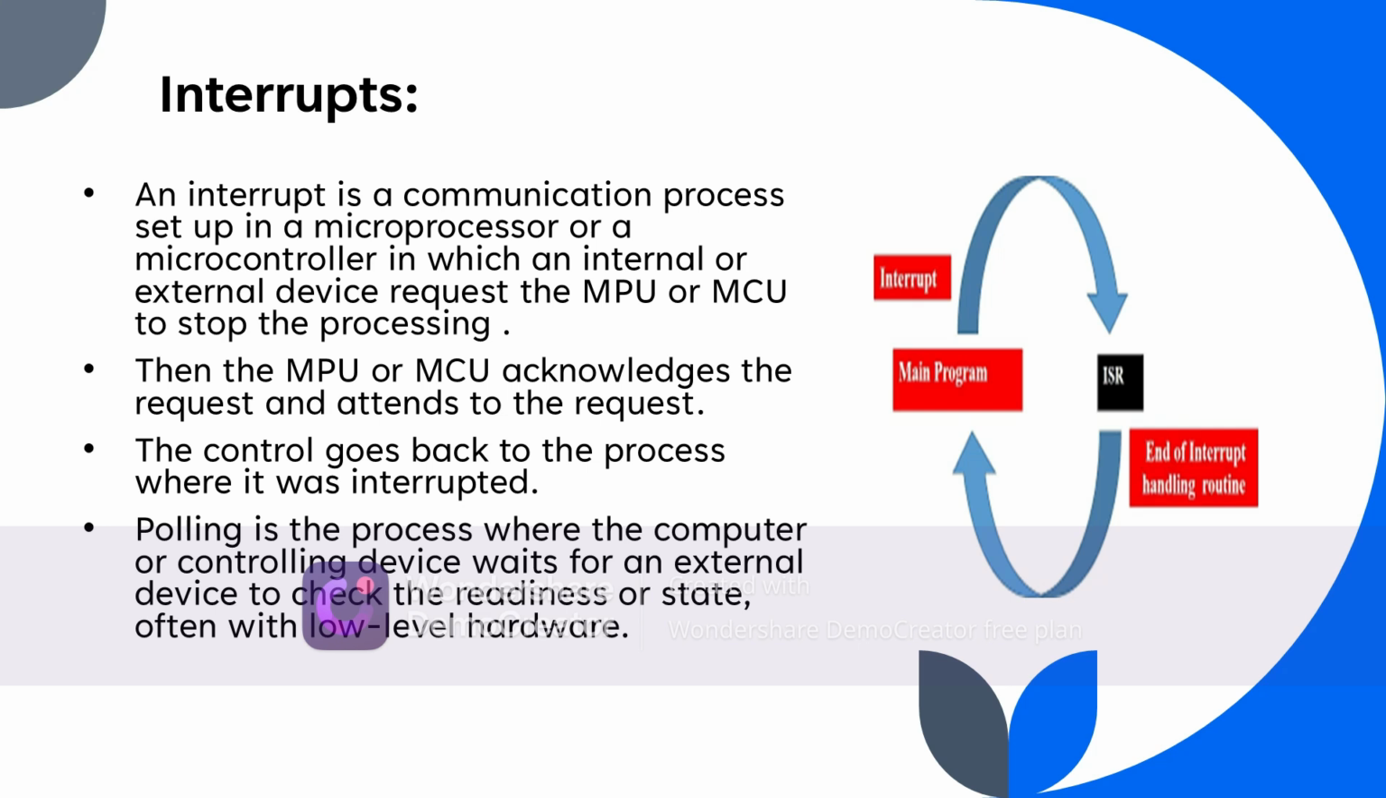Now we're moving to interrupts. So what are interrupts? It is a communication process which is set up in a microprocessor or a microcontroller, in which an internal or external device requests the MPU or MCU to stop the processing. Then the MPU or MCU acknowledges the request and attends to it. The control goes back to the process where it was interrupted. Polling is a process where the computer or controlling device waits for an external device in order to check the readiness or state, often with low-level hardware.